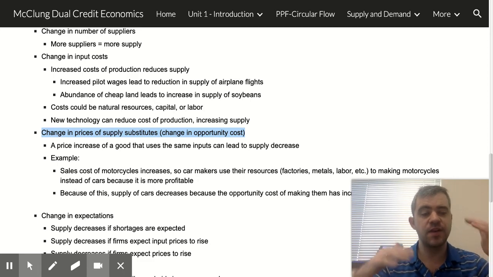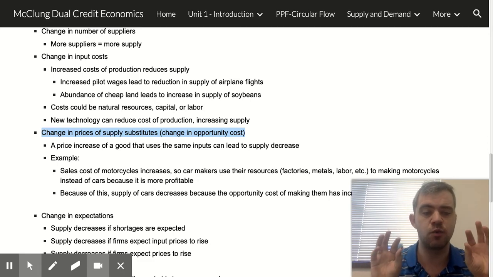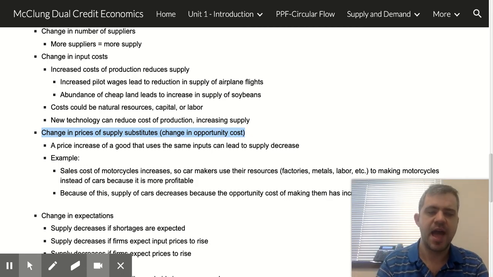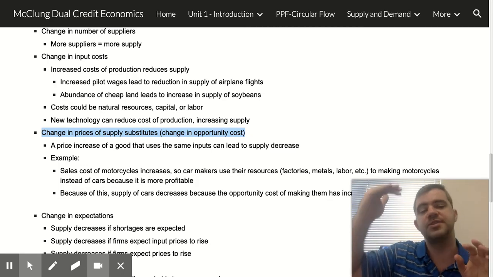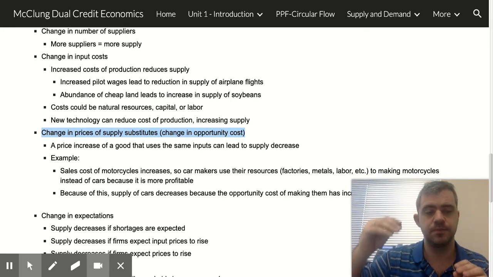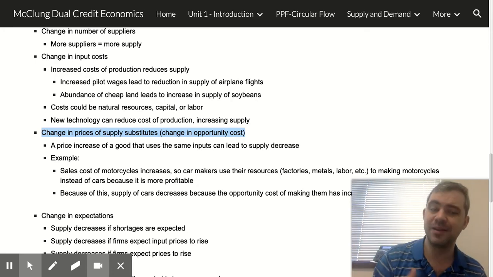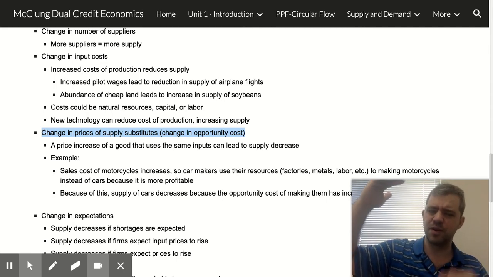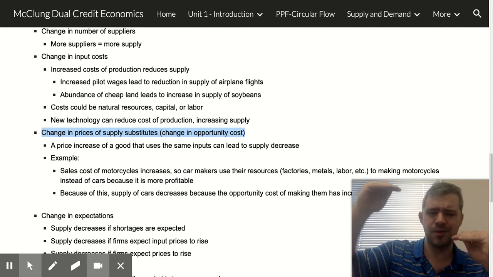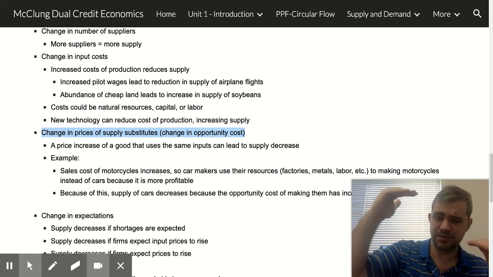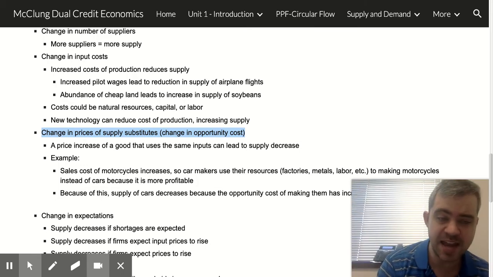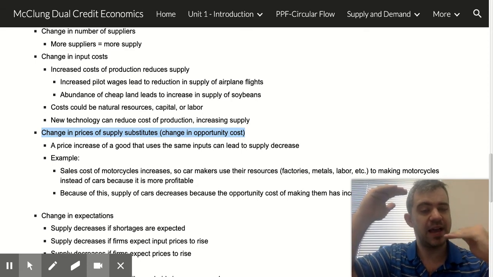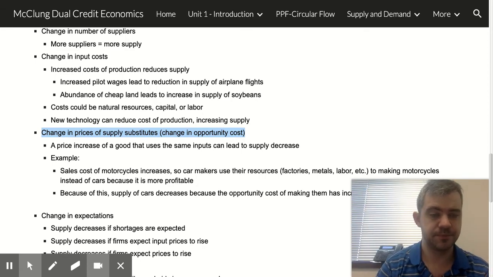So let's say you've got two goods that require the same resources to produce. And all of a sudden, the price of this one increases, not the cost to produce it, but the price that I'm getting when I sell it. So if I'm able to sell this one for more than what I'm producing now, well, what should I do? I should start making this instead. So that's going to lead to a decrease in supply of this other good.